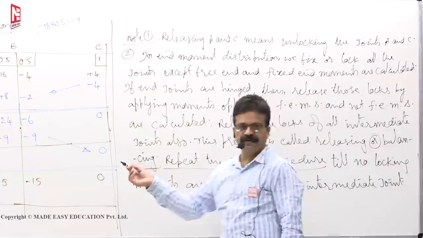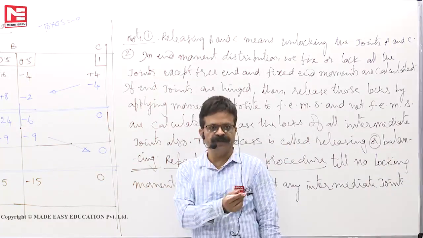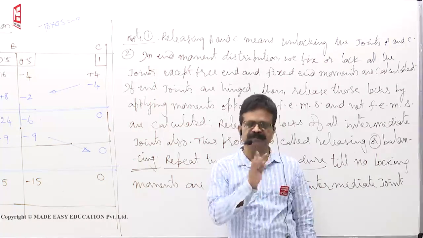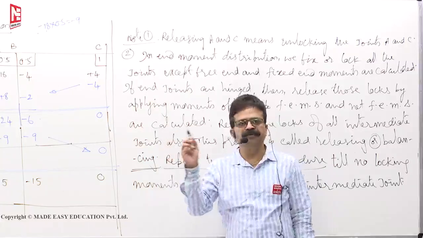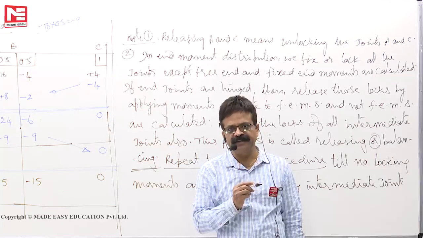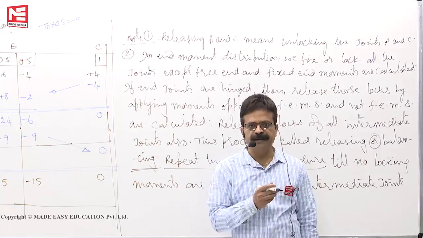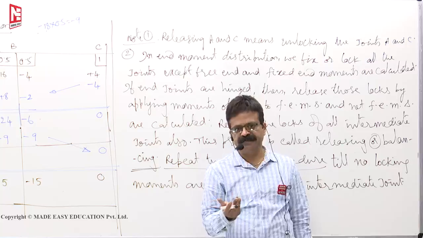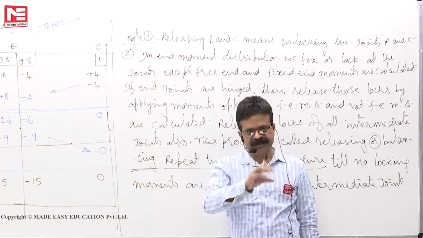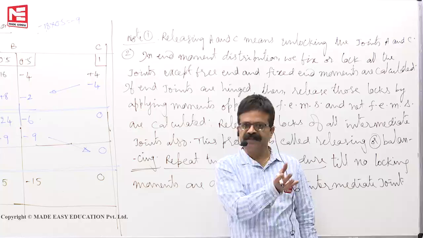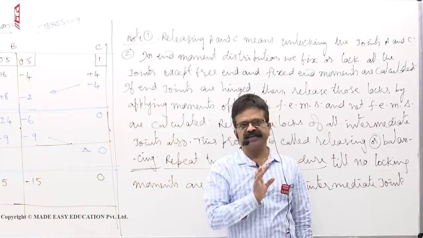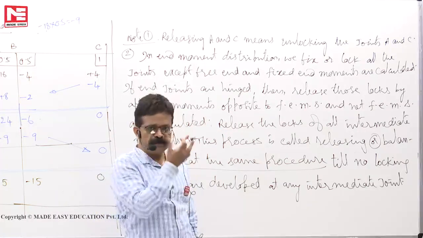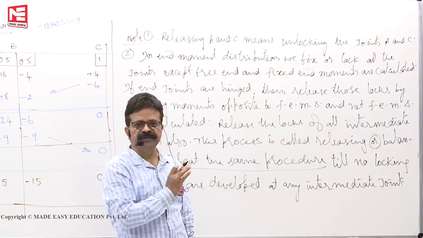That means when you halve the moment and carry it over, it will be so small that there is no need to lock the joint at all. The joint will be completely unlocked. That means the carry over moment you get is say 0.01 kilonewton meter, which is almost no moment at all. That means no fixed end moment, no locking moment is developed. The members at that joint are completely rotated and staying in equilibrium. Once it is almost zero, we don't release them further.